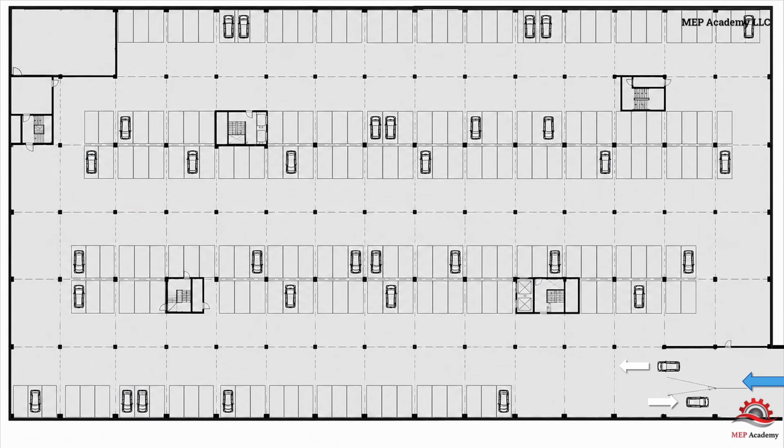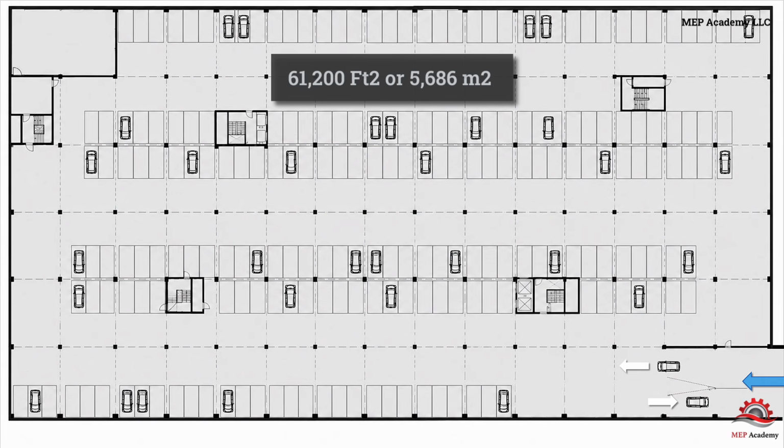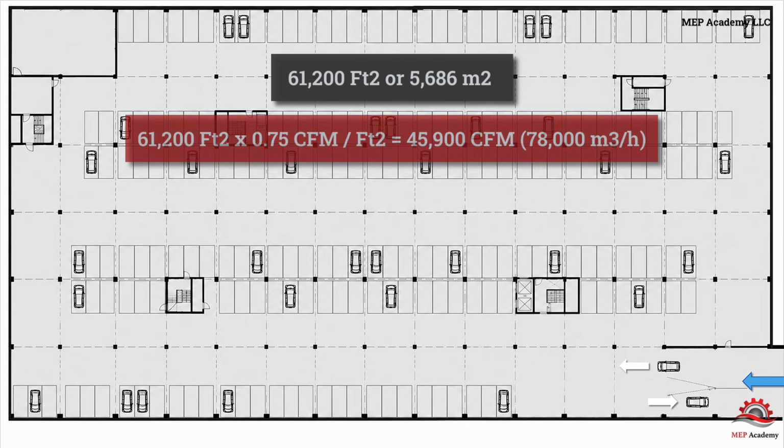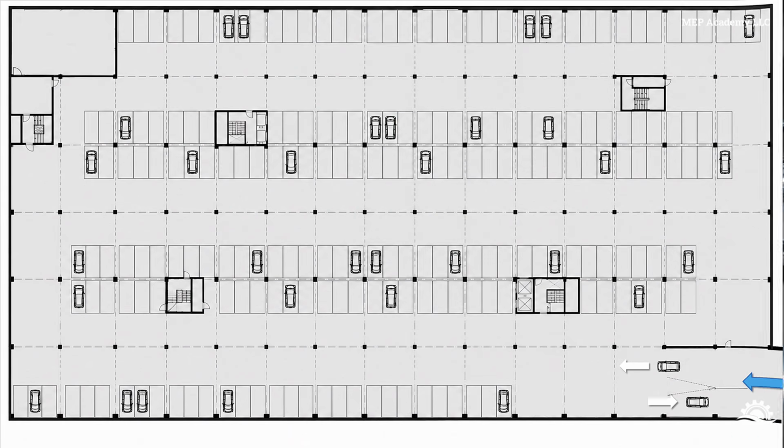In our example garage, the floor area is 61,200 square feet, or 5,686 square meters. Multiplying 61,200 square feet by 0.75 CFM per square foot results in a required exhaust airflow of 45,900 CFM, or approximately 78,000 cubic meters per hour. Using a typical garage floor-to-floor height, this corresponds to roughly 4 to 5 air changes per hour.